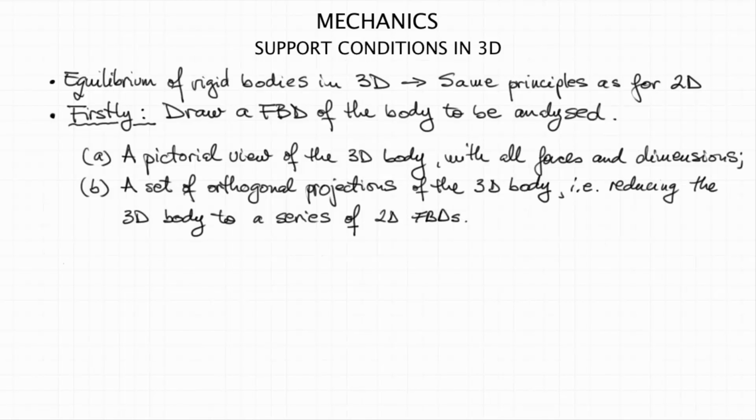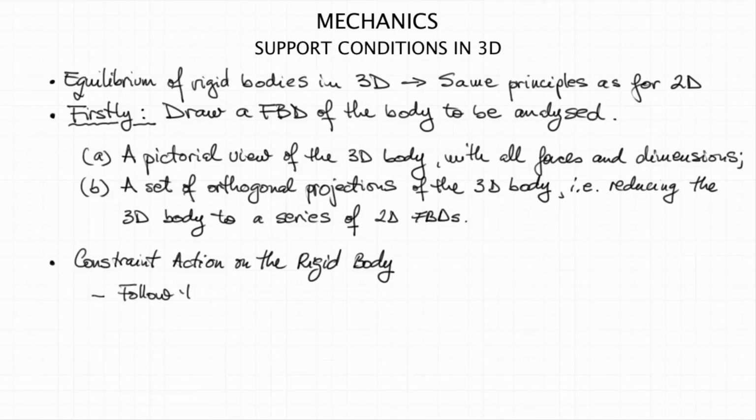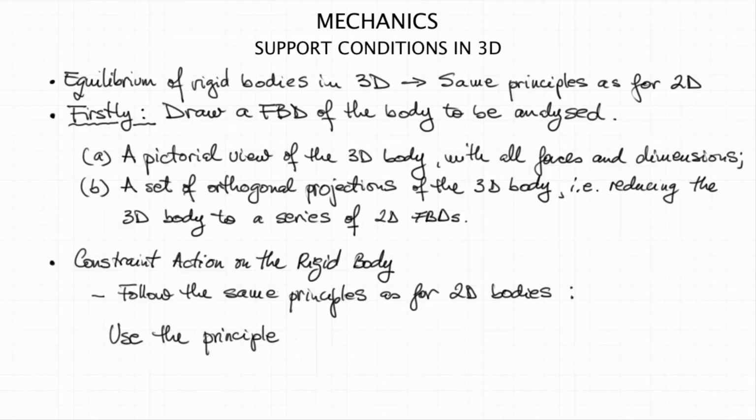Now, once we have done that, we have to again look at and decide what to do with the various supports that restrict the movement of the rigid body and help the rigid body achieve equilibrium. So when we deal with a constraint action on the body, again, the main principle is that we will have to follow the same principles that we use for 2-dimensional rigid bodies. So in other words, what we've done before and what we're going to do now is to use the principle of action and reaction.